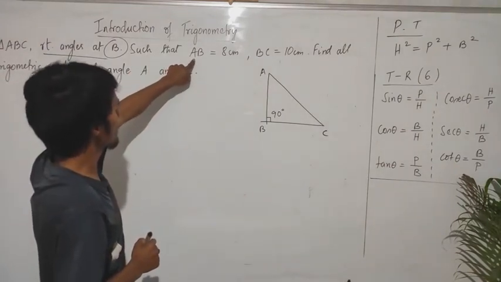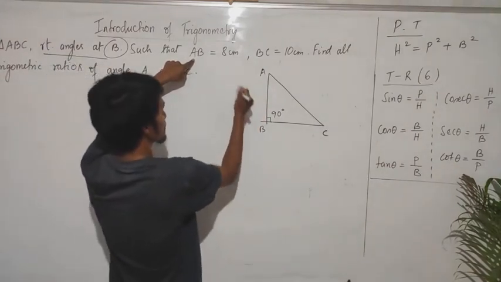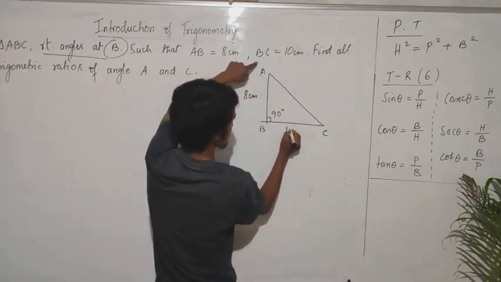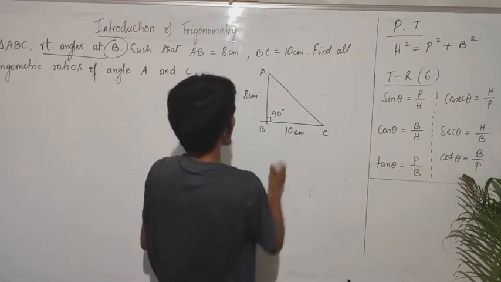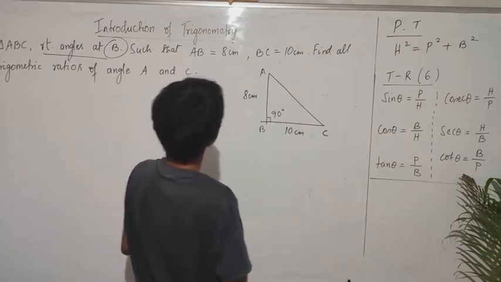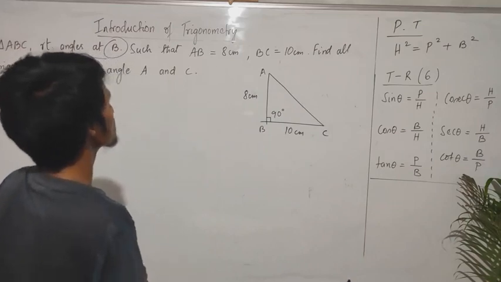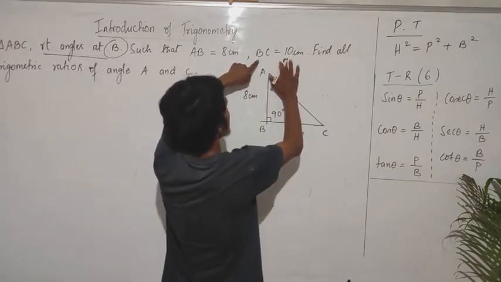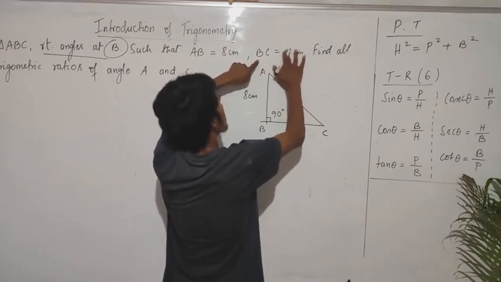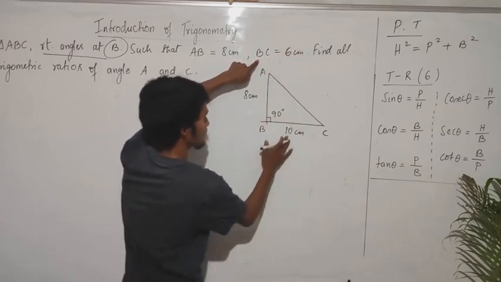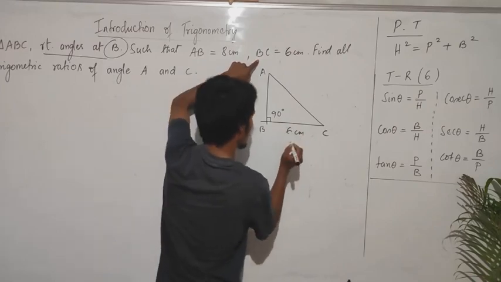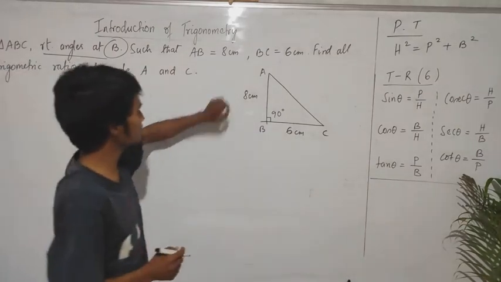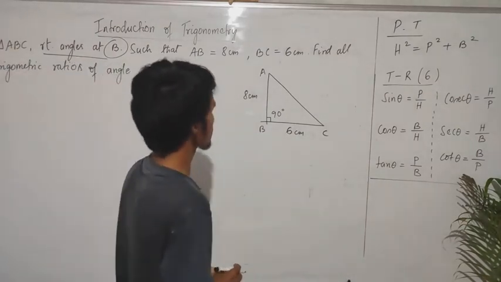What is given? AB is how much? 8 centimeter. Then BC is how much? 10 centimeter. Then hypotenuse? No, here the question has a mistake. This BC should be 6. BC here will be 6. Now it will be correct. AB is equal to 8 and BC is equal to 6.